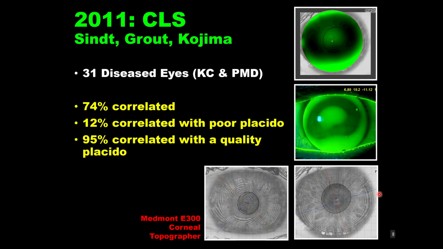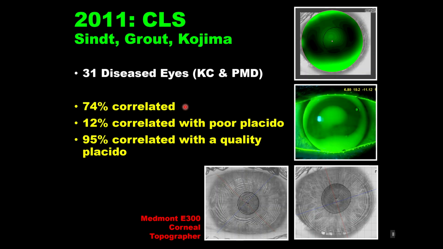Now, related to fitting of specialty contact lenses, this study done way back in 2011 by Christine Sindt and Trudy Grout and myself looked at diseased corneas, keratoconic and pellucid patients to determine, can the contact lens software predict the fluorescein pattern in an accurate manner to help us to accurately fit the first lens. And what we found was on diseased eyes, not on normal corneas, that it was 74% correlated. In other words, 74% of the time, the Medmont could predict the fluorescein pattern on these very diseased eyes.